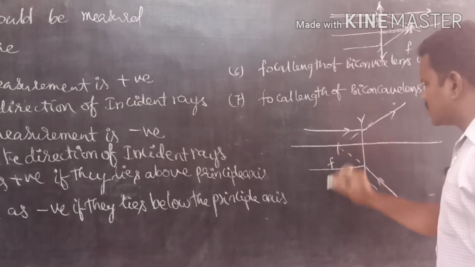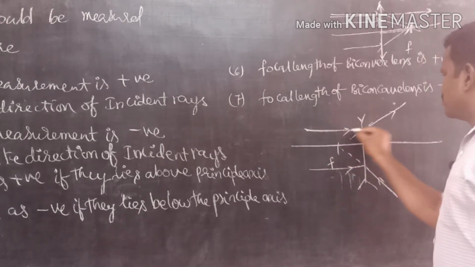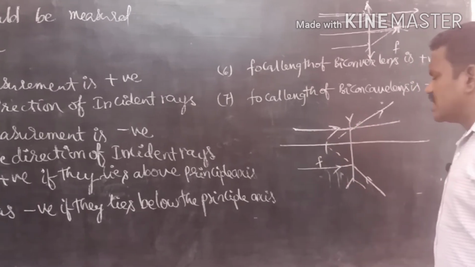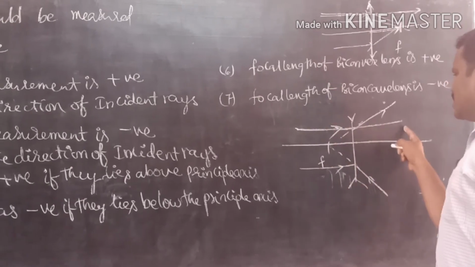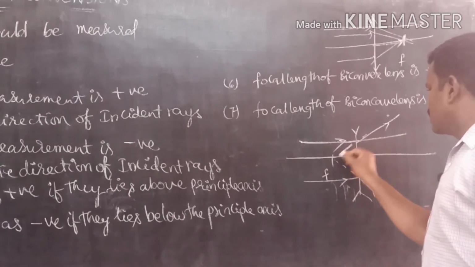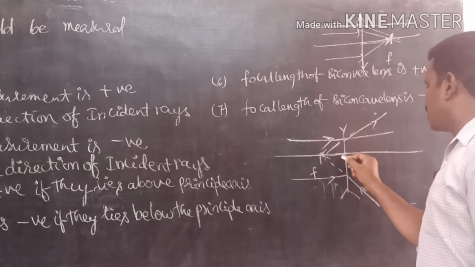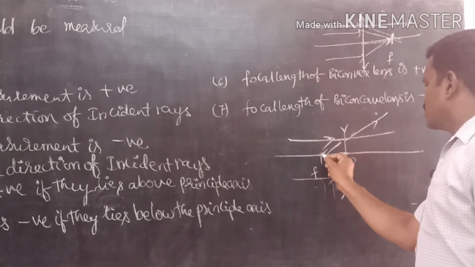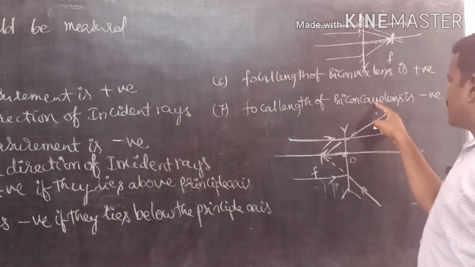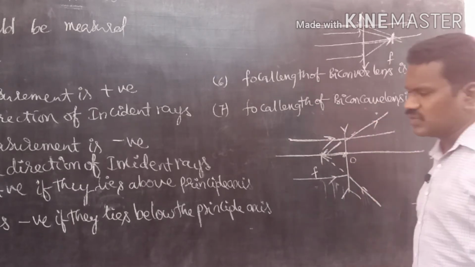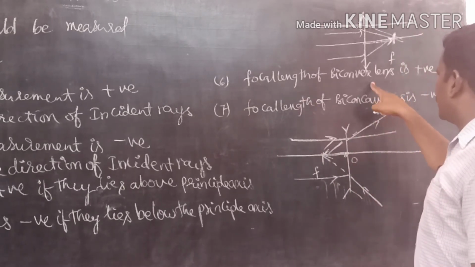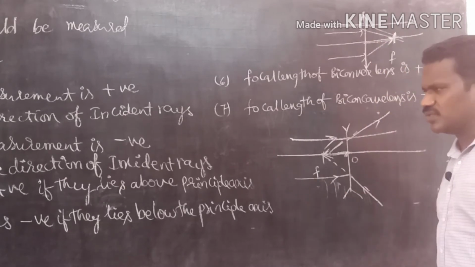Now this point is called focus. If you observe here, the light rays are traveling from the left hand direction to the right hand direction, but your measurement is in the opposite direction from the optic center. So the focal length of a biconcave lens is always negative. Focal length of a biconvex lens is always positive.